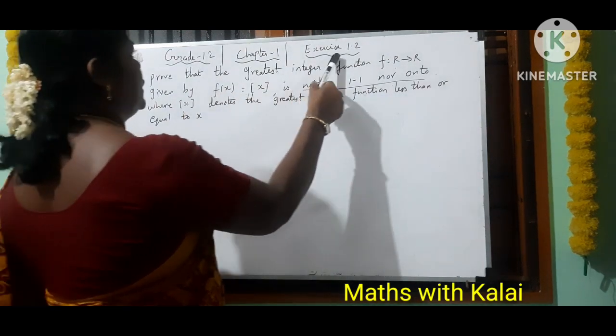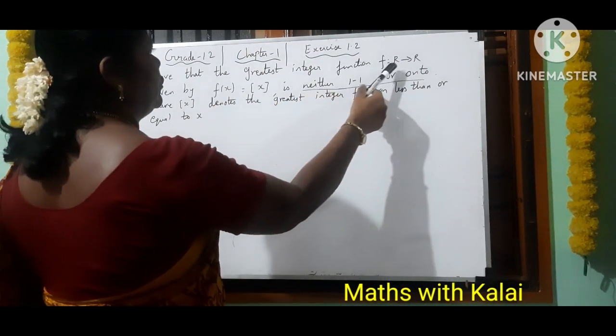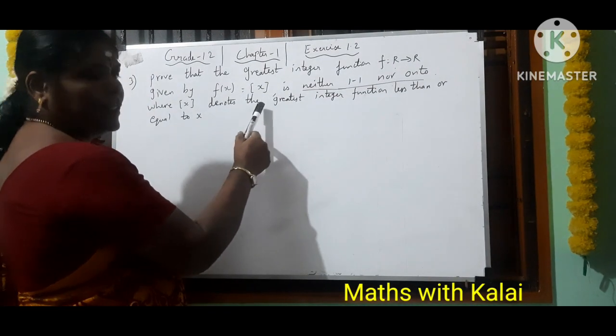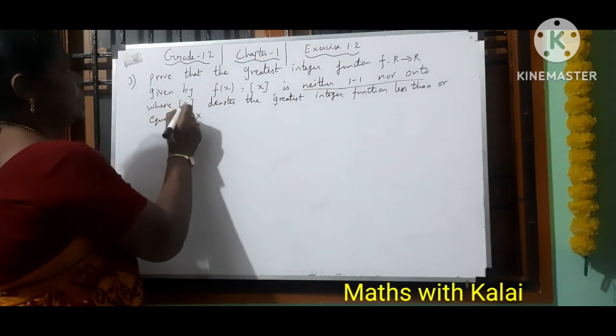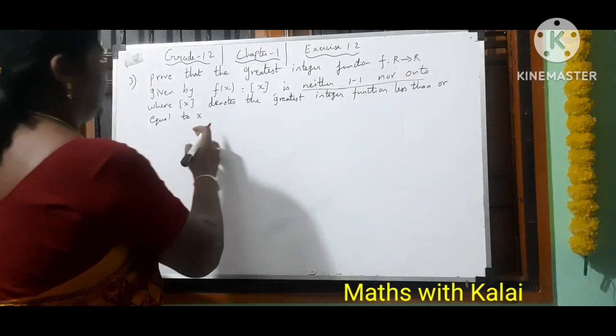Grade 12, Chapter 1, Exercise 1.2, Question number 3. Prove that the greatest integer function f from R to R given by f of x is equal to, this denotes the greatest integer function, is neither 1 to 1 nor onto, we have to prove. Where this symbol denotes the greatest integer function which is less than or equal to x.